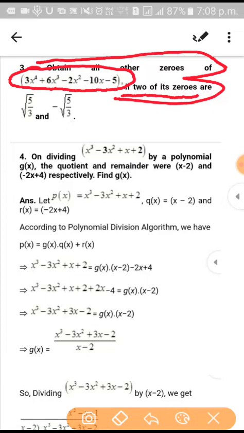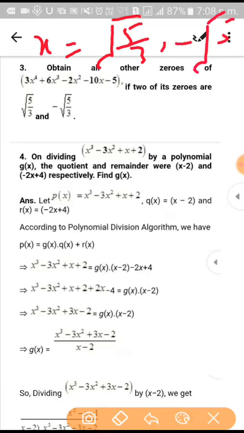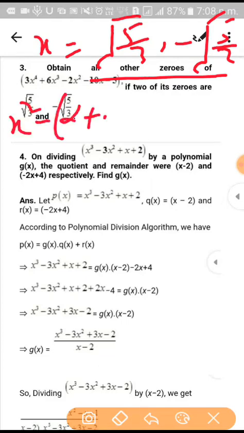Okay, so how to do this? See, first of all, as these are zeros, x is equal to root 5 by 3 and the other one is minus root 5 by 3. Let us make a quadratic from these two zeros, these are zeros, not roots. So for that we use what? x square minus (alpha plus beta) into x plus alpha into beta. This is our formula for finding the quadratic.